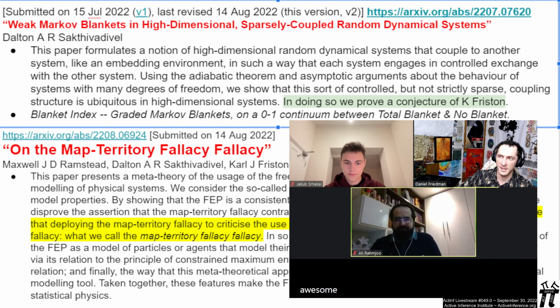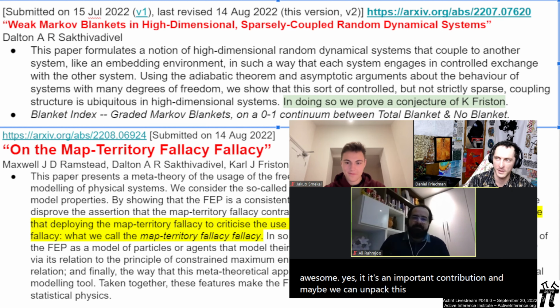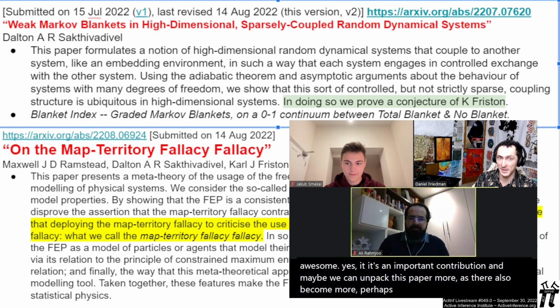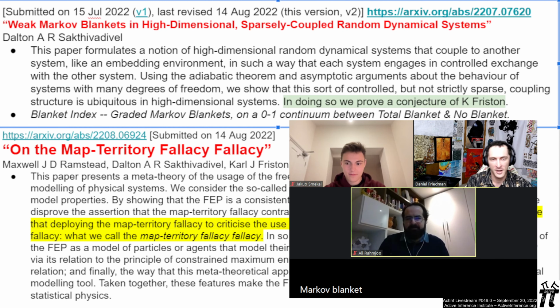Awesome. Yes, it is an important contribution, and maybe we can unpack this paper more as there also become more perhaps worked examples of weakly mixing Markov blanket zones. And anything to add on the map territory fallacy?